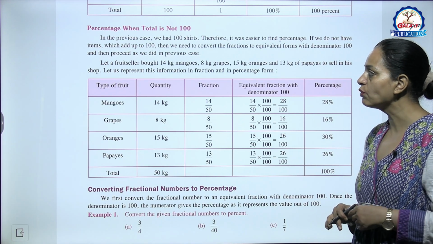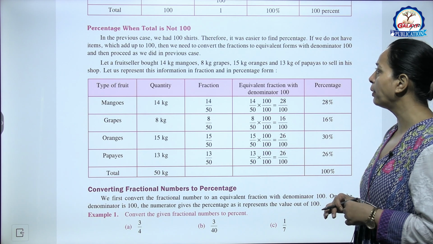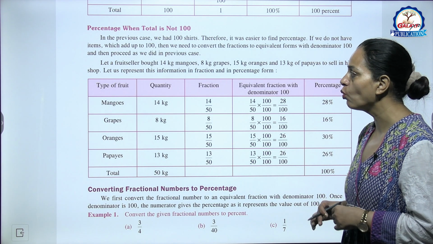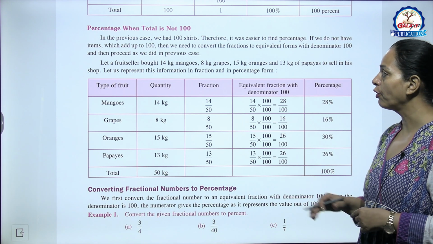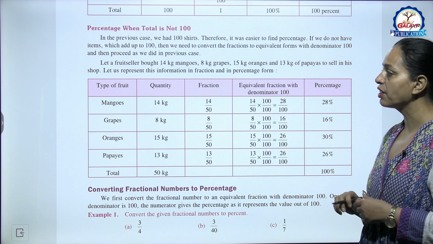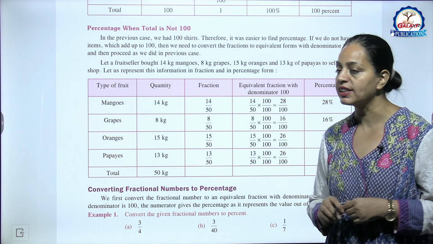Now percentage when total is not 100. In the previous case we had 100 shirts. Therefore it was easier to find percentage. If we do not have items which add up to 100, then we need to convert the fractions to equivalent forms with denominator 100 and then proceed as we did in previous case.